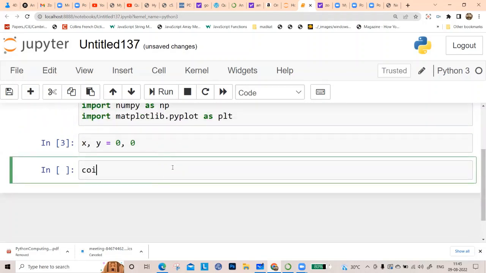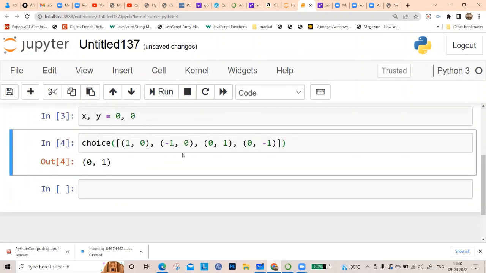Let me now write choice, and inside, in a list, we give the choices. That means 1, 0, right, minus 1, 0, left, then 0, 1 up, and 0, minus 1 down. So these are the tuples, that means xy points. So basically these are delta x and delta y at each step. If I now run it, you get, say, 0, 1. It chooses 0, 1. If I run it again, it chooses another one, minus 1, 0, and so on.